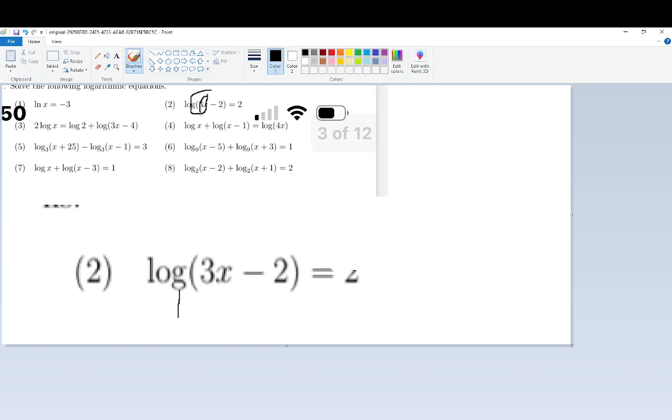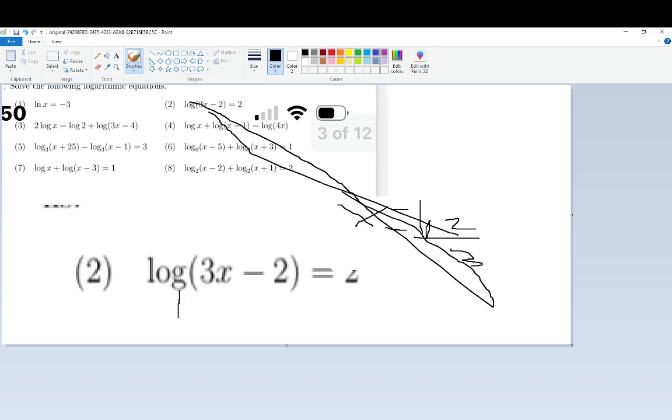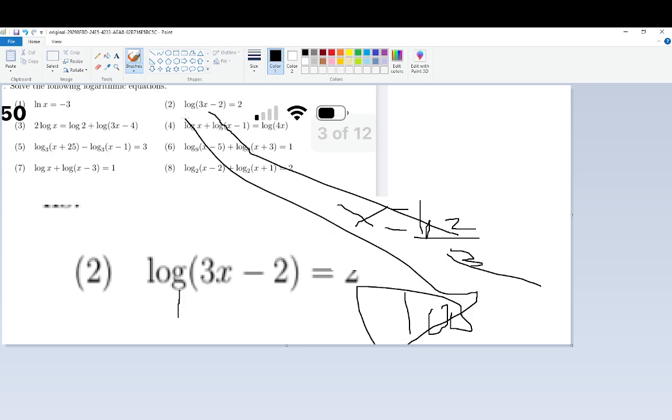I solved for x, and then I took the whole thing. Yeah, x is equal to 102 divided by 3. So I have to put it right in there. When I multiply that 3 times this, the 3's cancel. 102 minus 2 is 100. So of course log of 100 is 2.